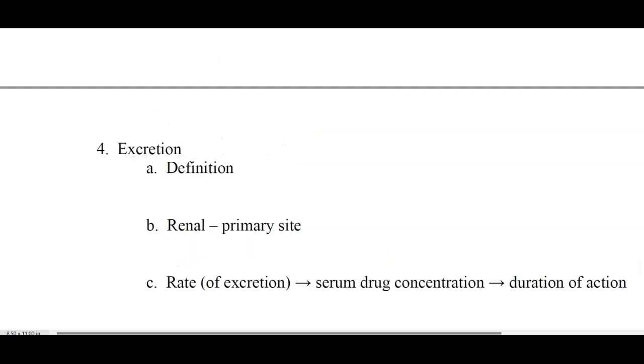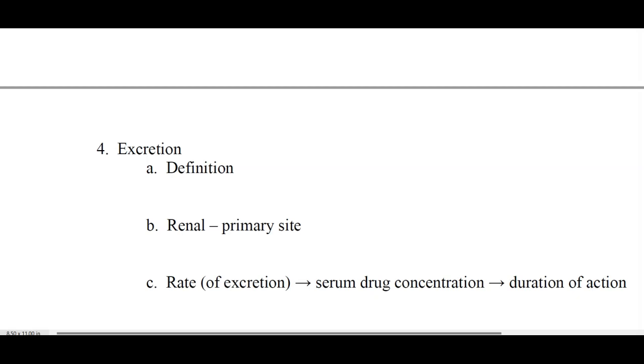Excretion is the elimination of drugs from the body. So the kidneys, or renal system, are primarily responsible for excretion of drugs. That being said, some drugs are also excreted through the liver and bowel. Rate of excretion affects serum drug concentration, and therefore affects duration of action.